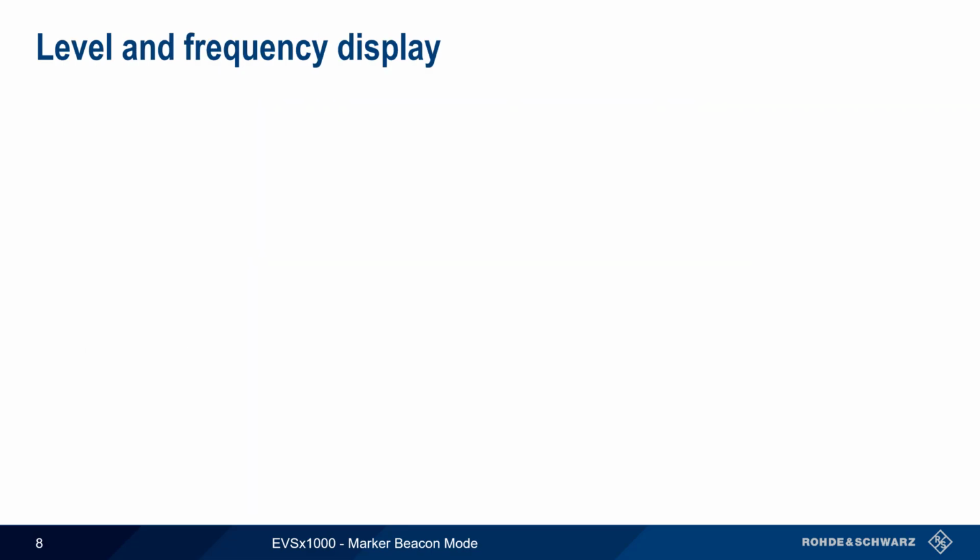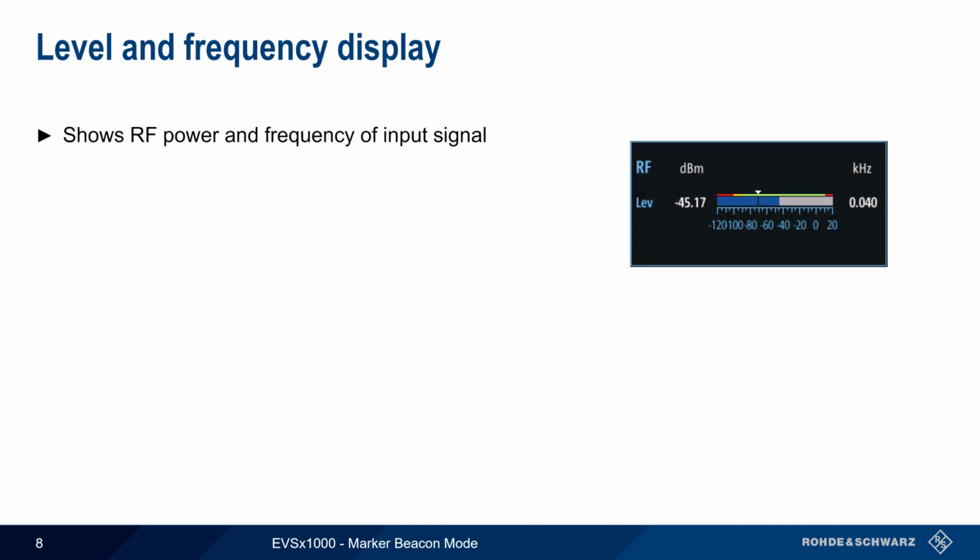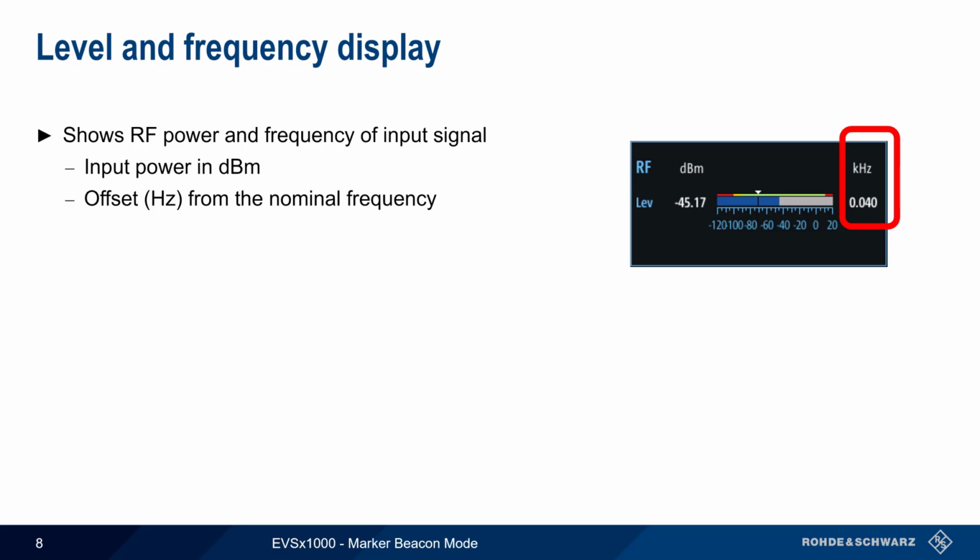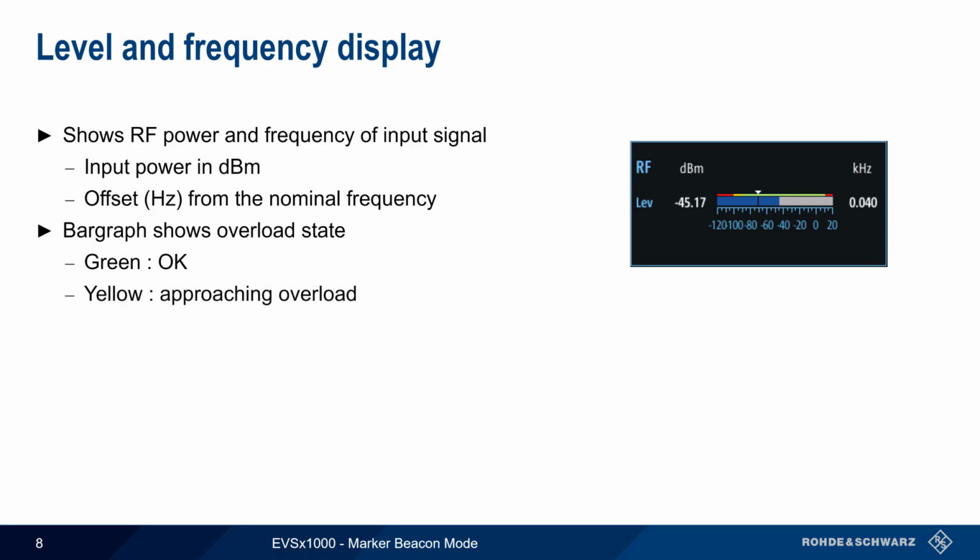As mentioned a moment ago, the level and frequency display shows the power and frequency of the input signal, with power shown as an absolute value in dBm and frequency shown as an offset in Hertz from the nominal or configured marker beacon frequency. The bar graph shows the overload state. Green means no overload, yellow means an approaching overload, and red indicates that an overload is occurring.